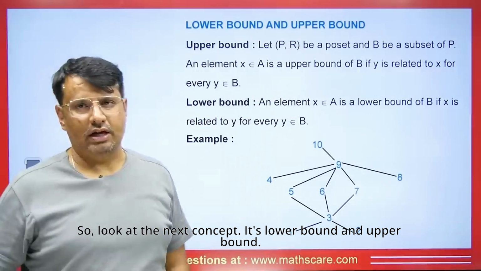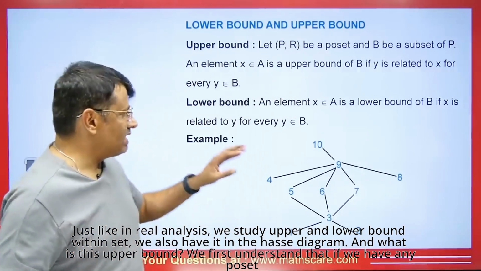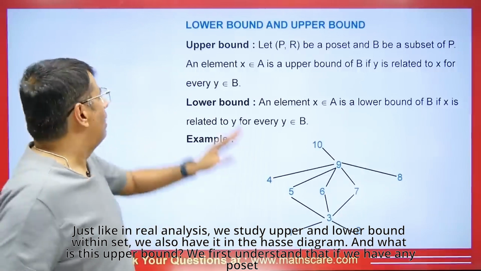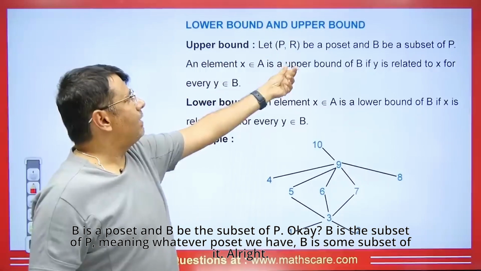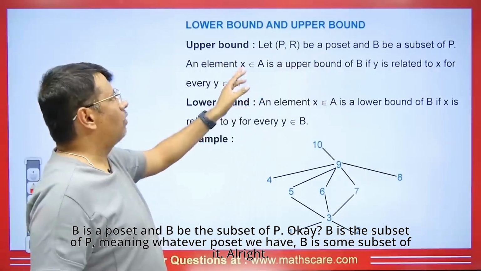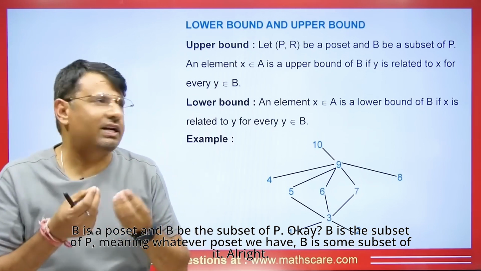It's lower bound and upper bound. Just like in real analysis, we study upper and lower bound within a set, we also have it in the Hasse diagram. And what is this upper bound? We first understand that if we have any POSET, B is a POSET and B is a subset of P.